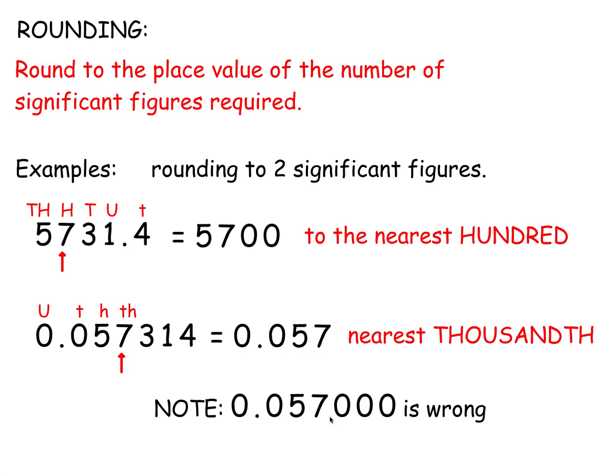So if you wrote that with zeros replacing these missing digits, that would be 5 significant figures, not 2. So zeros at the end of a whole number, not significant. Zeros at the start of a decimal, not significant, but they're significant everywhere else. So that's 5, because these would be 3 significant figures here.